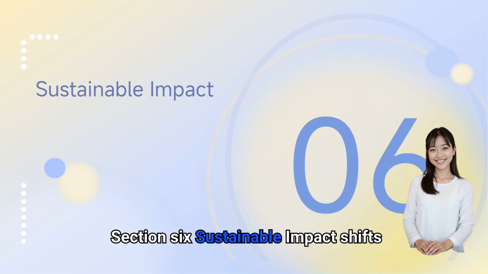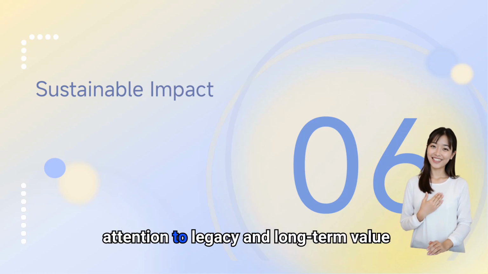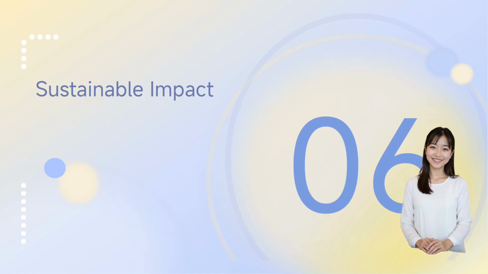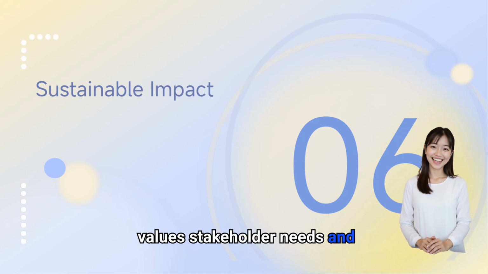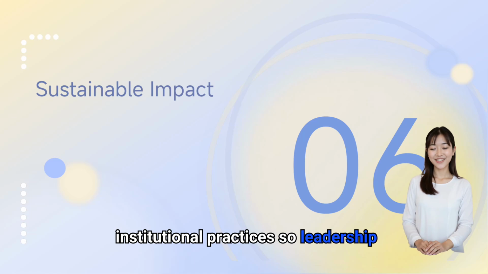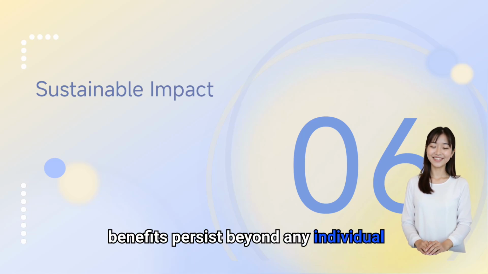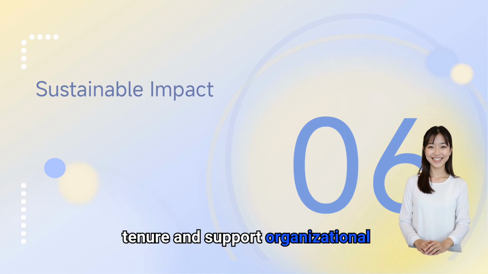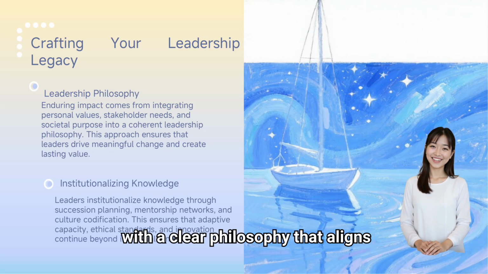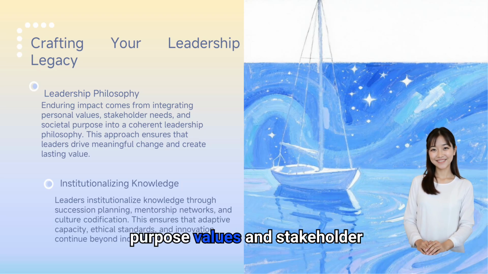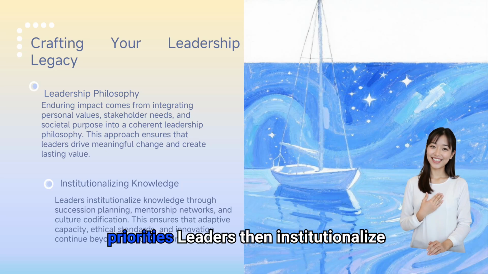Section 6 Sustainable Impact shifts attention to legacy and long-term value. We'll discuss how to integrate personal values, stakeholder needs, and institutional practices so leadership benefits persist beyond any individual tenure and support organizational resilience. Crafting your leadership legacy starts with a clear philosophy that aligns purpose, values, and stakeholder priorities.